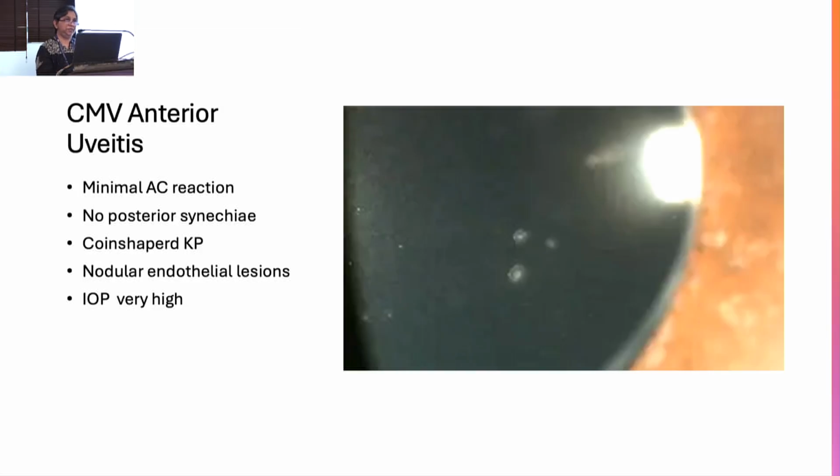So unlike the herpetic anterior uveitis, CMV anterior uveitis is more difficult to diagnose clinically, even though they're supposed to have these coin-shaped KPs and nodular endothelial lesions. So the AC tap for PCR is indicated more commonly in CMV anterior uveitis.